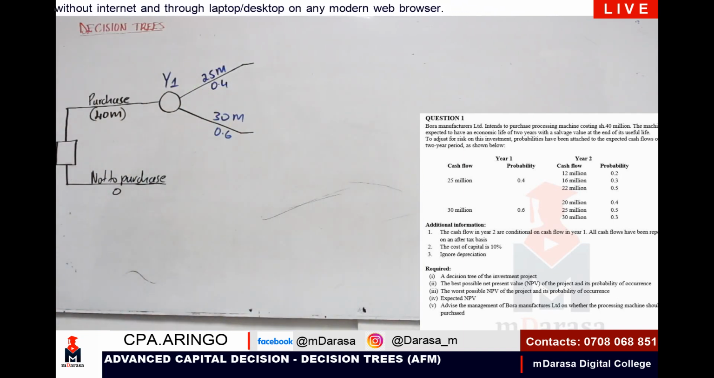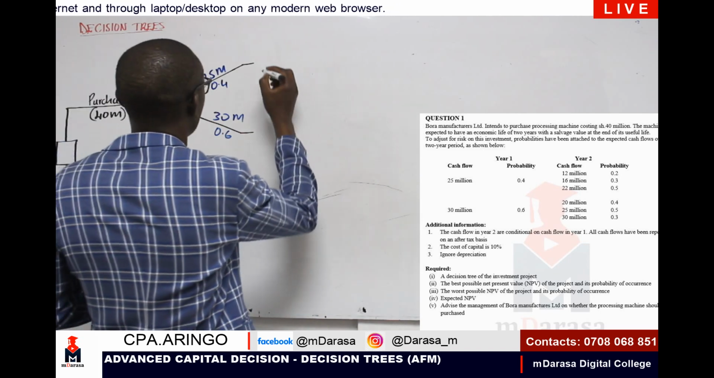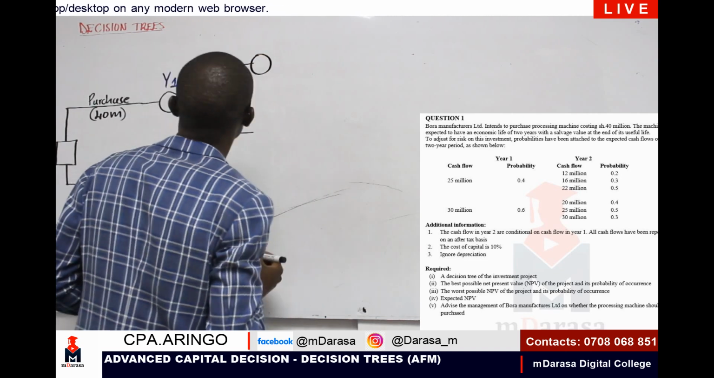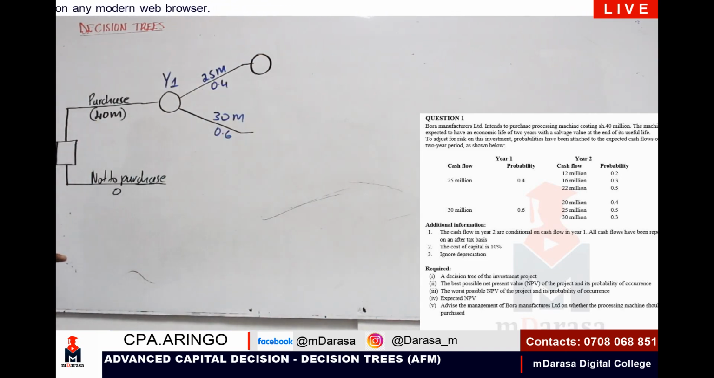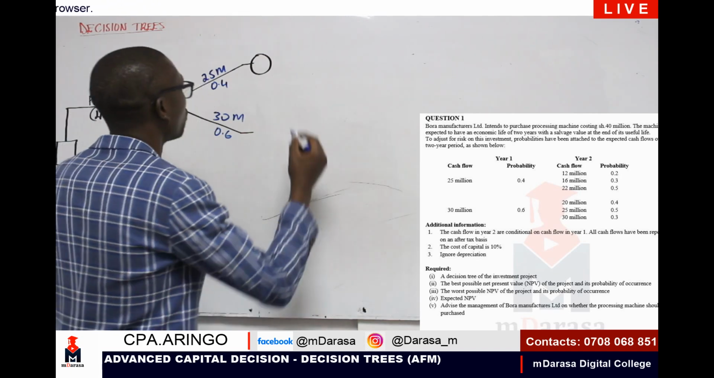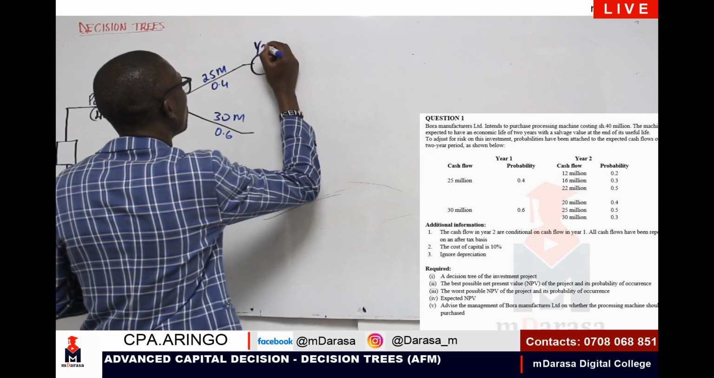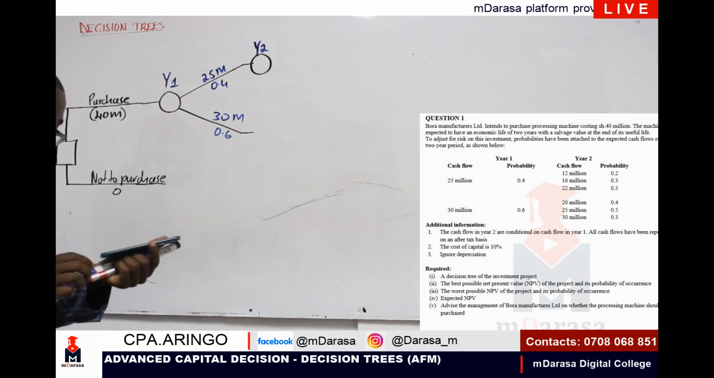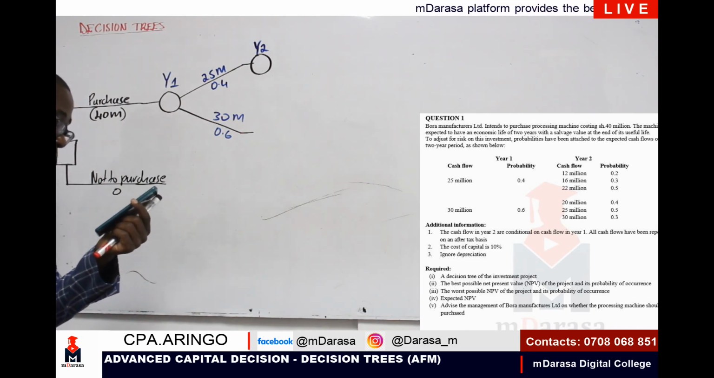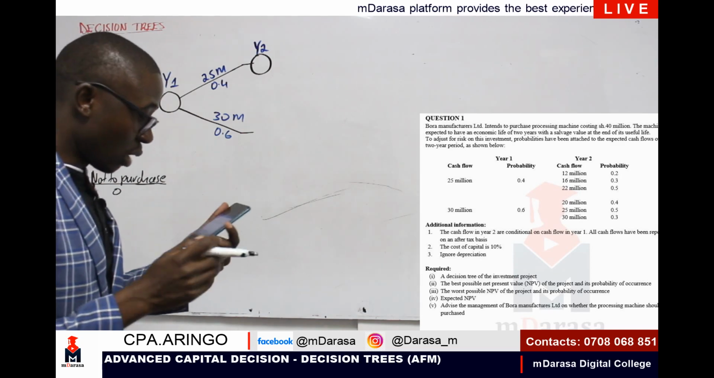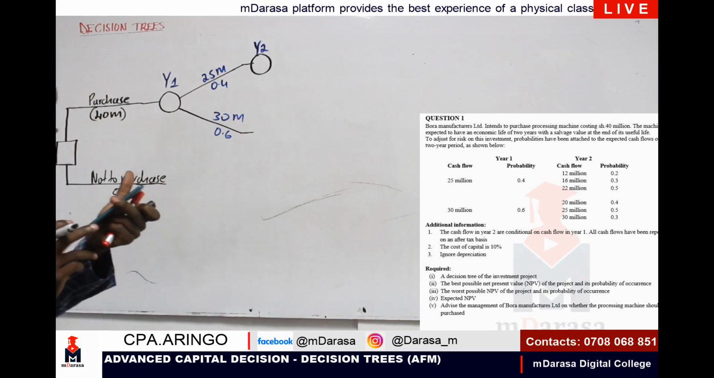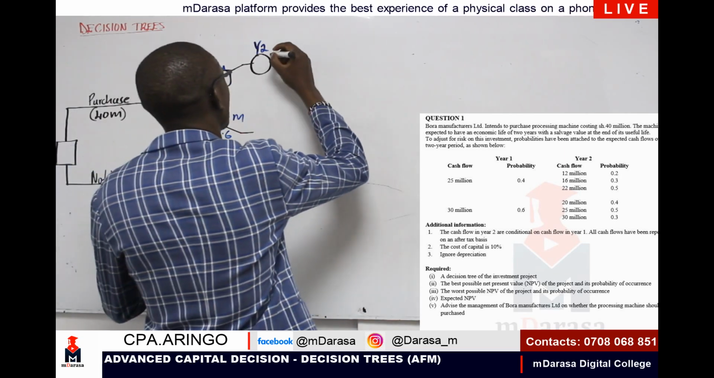So what will be the next step here? Check year 1. If year 1 we generated 25 million and that probability was 0.4, what will I generate in year 2? In year 2, we are going to generate the following. I can either generate, of course, 12 million, 16 million, or 22 million. So this is what I'll be having here.